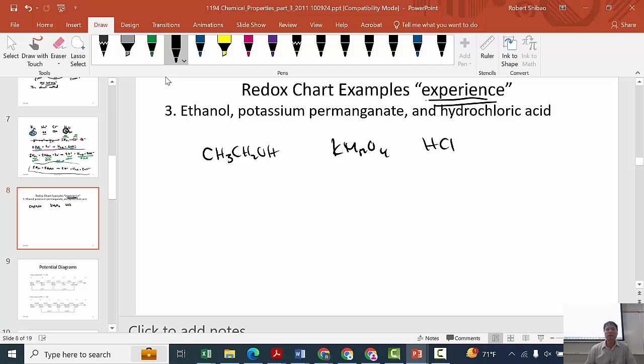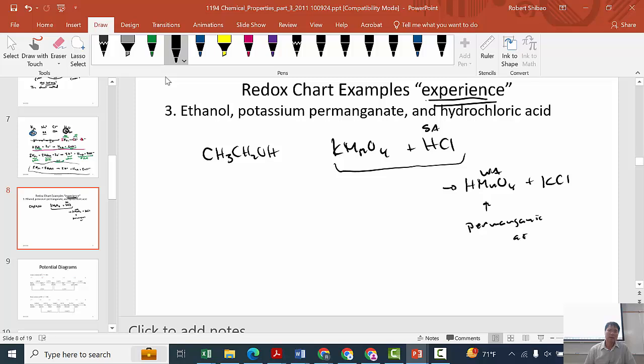When we do this, it looks like there's a potential metathesis reaction here. If I look at this, what does this form? This forms HMnO4 and KCl. And there is a driving force for this. We're going from a stronger acid to weaker acid. Do you know the name of the weaker acid? What's the name of the anion over here? Permanganate. It's an ate, so it goes permanganic. This is permanganic acid. And so the ate gets dropped and replaced with an ic acid.